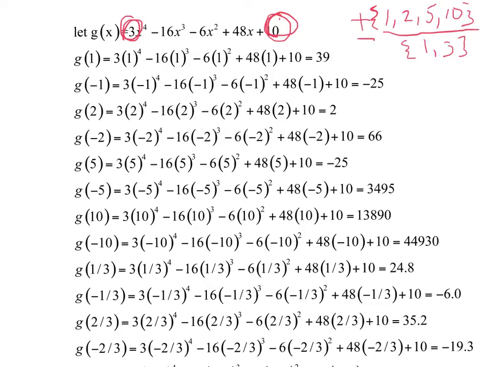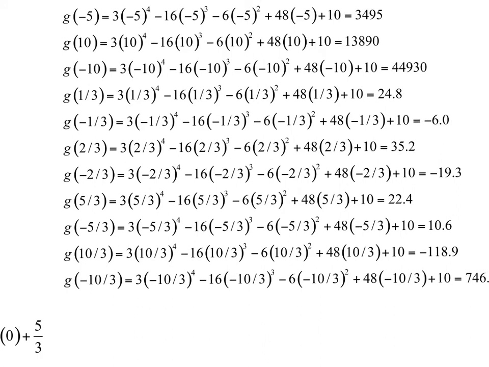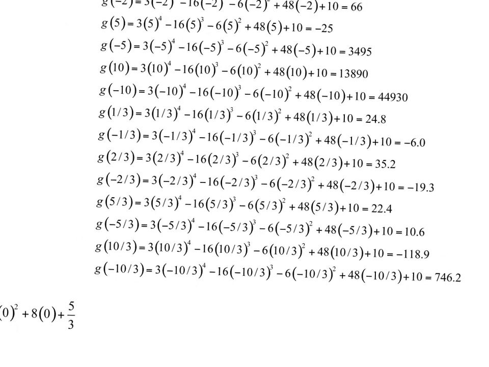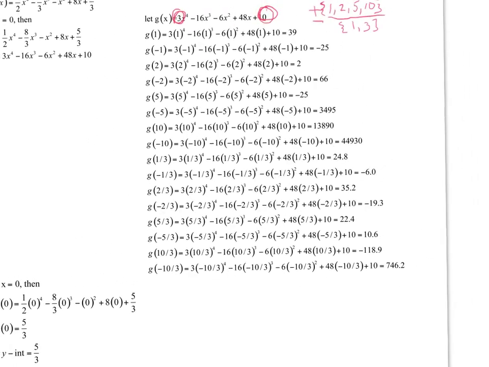So if you look, we tried all of them. We got 1, -1, 2, -2, 5, -5, 10, -10, 1/3, -1/3, scrolling down, keep on going, 2/3, -2/3, 5/3, -5/3, 10/3, -10/3. None of them equaled 0, so we cannot do any long division on this. So it's not factorable. There could still be some x-intercepts. I don't know. We'll see when we're finished. But we can't find them easily.